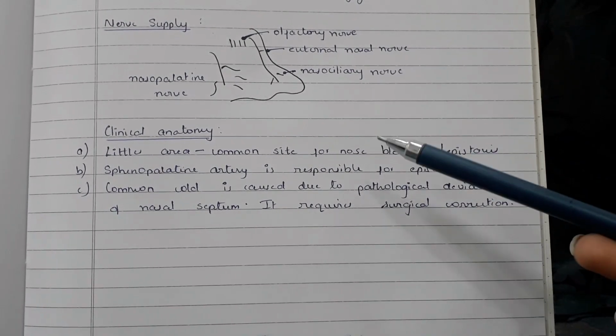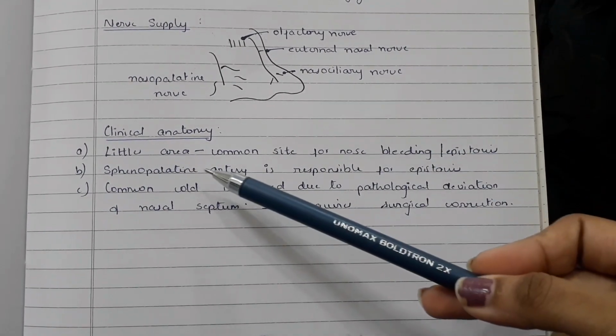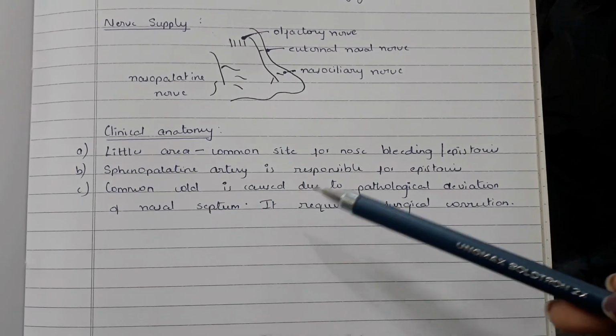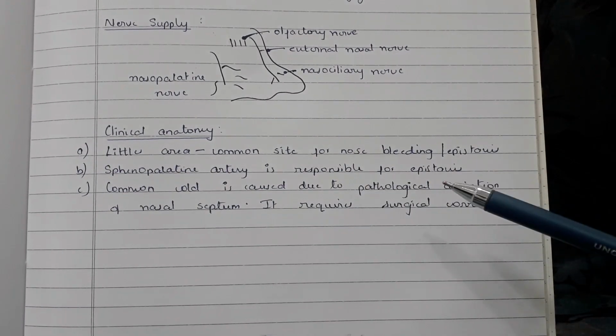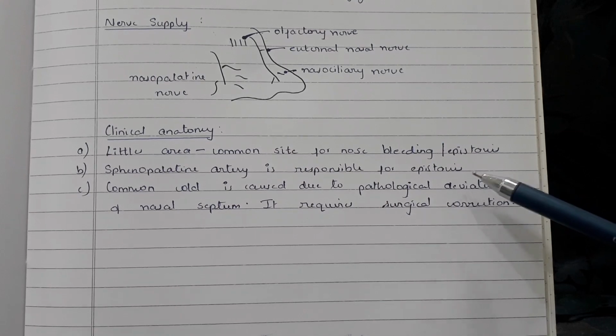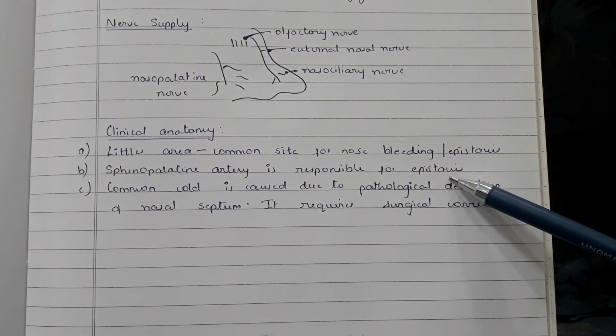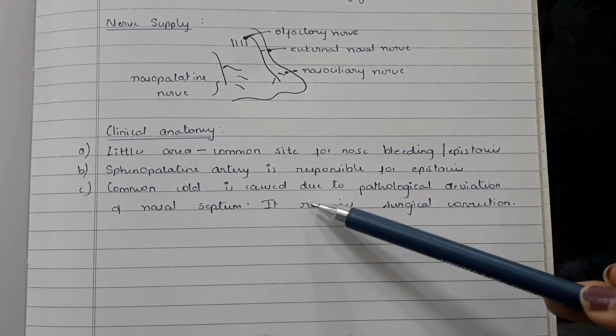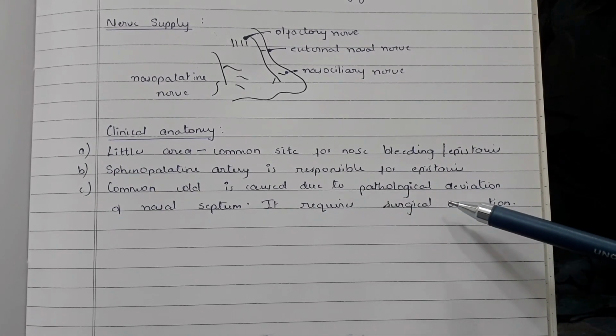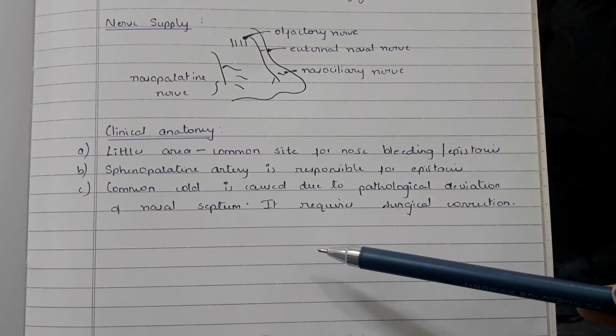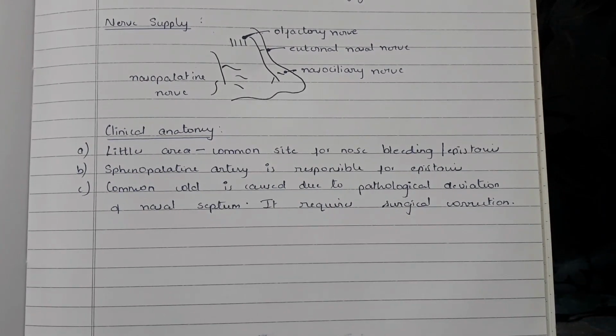Clinical anatomy of the nasal septum. The Little's area is the common site for nose bleeding, also called epistaxis. The sphenopalatine artery is responsible for epistaxis. Common cold is caused due to pathological deviation of the nasal septum. It requires surgical correction.